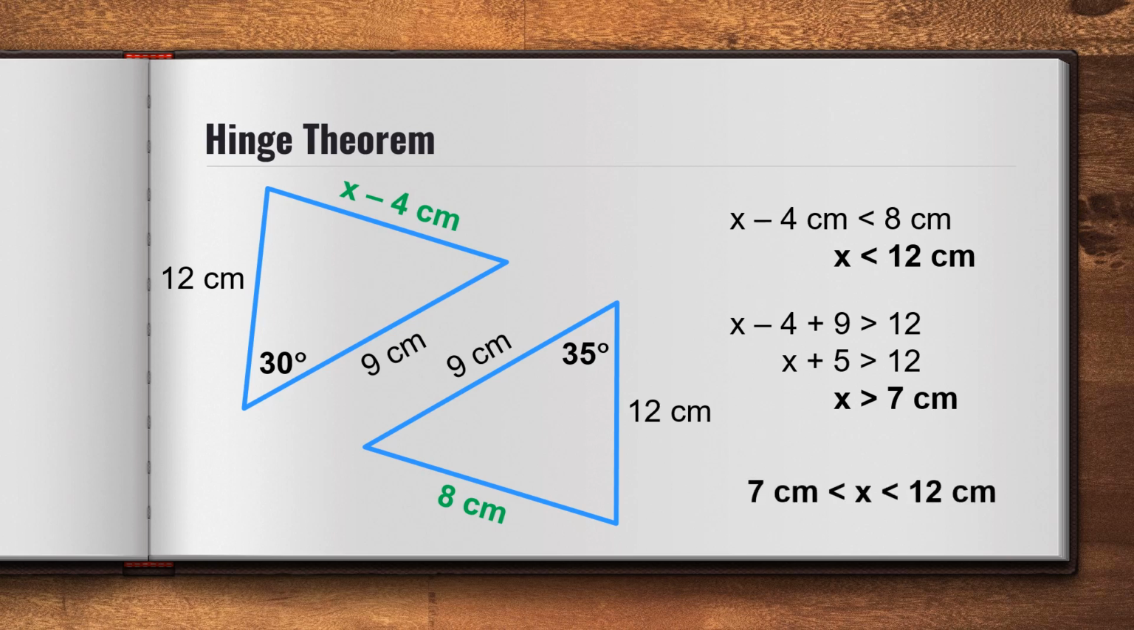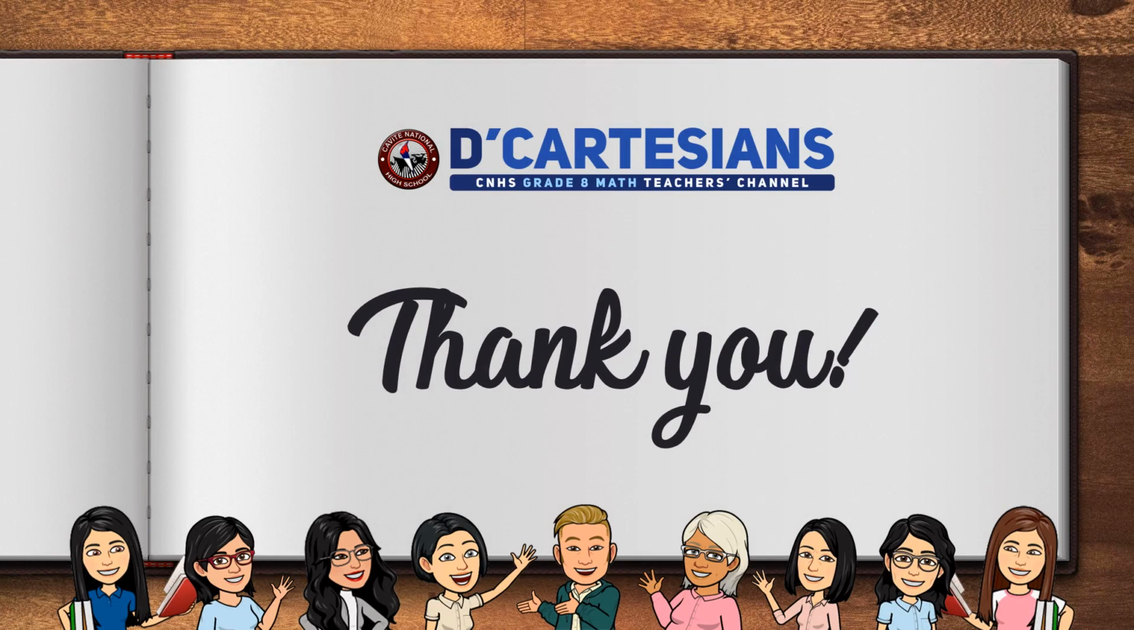So, in summary, the possible values of x are greater than 7 centimeters and less than 12 centimeters. Another way of saying it is that it is in the middle: the value of x should be between 7 centimeters and 12 centimeters. Those are some examples of how we could apply the theorems we learned to problems. If you need to review, just watch our previous videos.